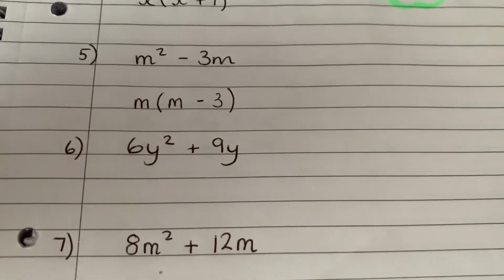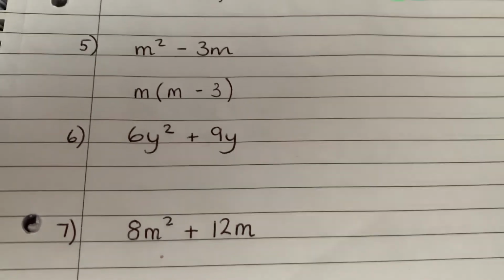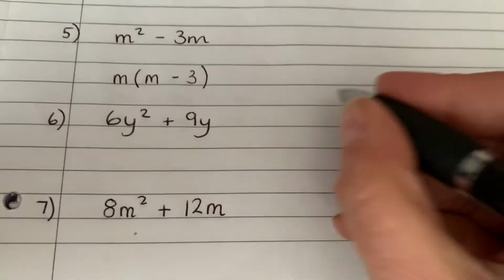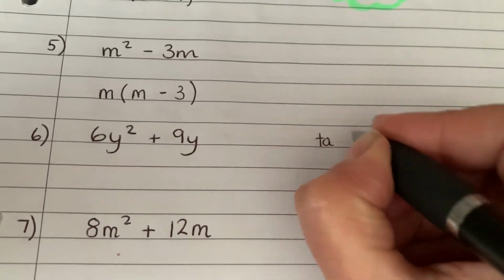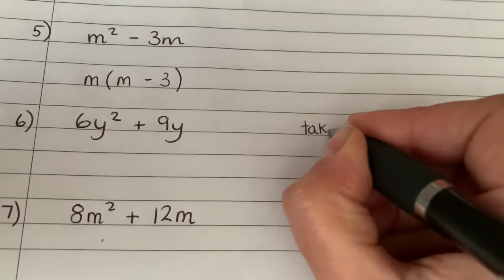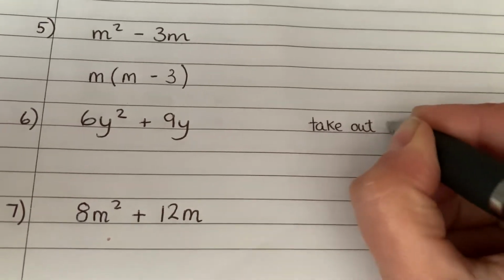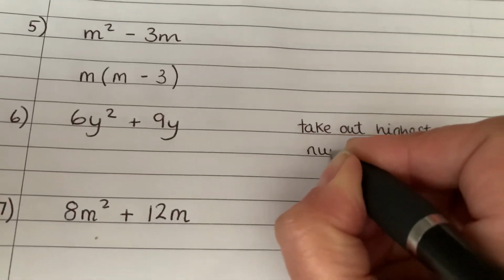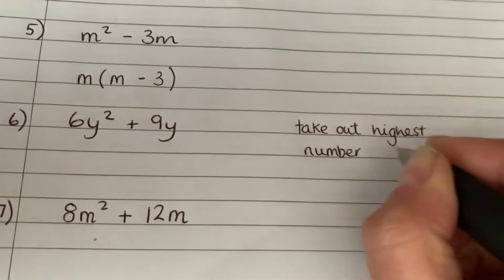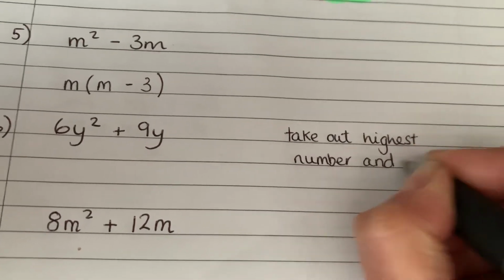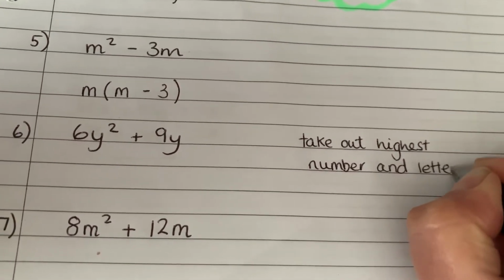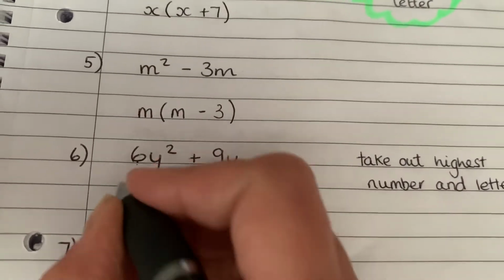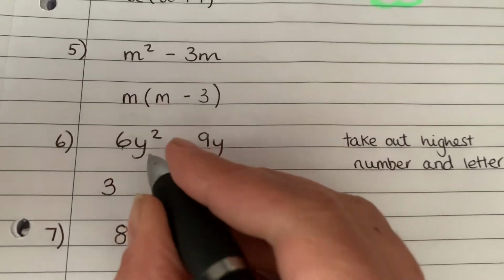Right, and then the last two, we can take out a number and a letter. They've both got a number and they've both got a letter in common. So we need to take out the highest number. That's known as our factor, okay, and the letter. Okay, so let's have a look. The highest number that goes into both 6 and 9 would be 3, okay, and they've both got a y.